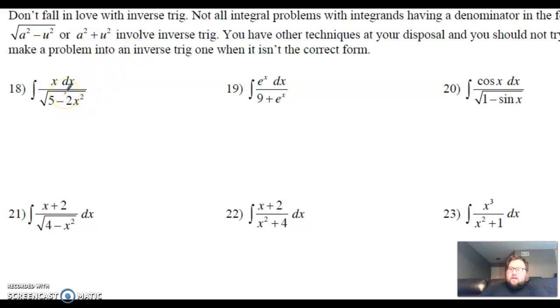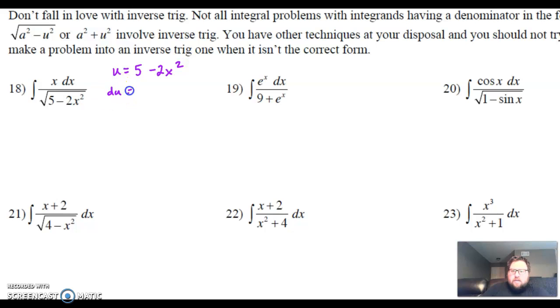All right, so this one looks like it might be an arcsine, right? We have a square root of a squared minus u squared, but we have this x on top. So remember we talked about how if the exponent of the numerator is 1 less than the exponent of the denominator, that's usually a u substitution. All right, so let's try u substitution.